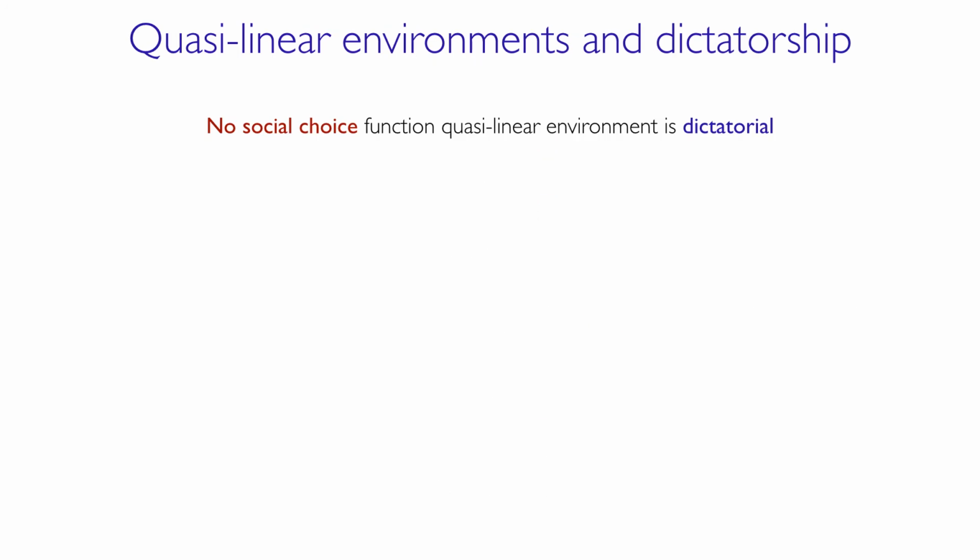Quasi-linear environments are important in practice since in these environments social choice functions cannot be dictatorial. In this way we can circumvent the negative result by Gibbard and Satterthwaite, and we can design incentive-compatible mechanisms.